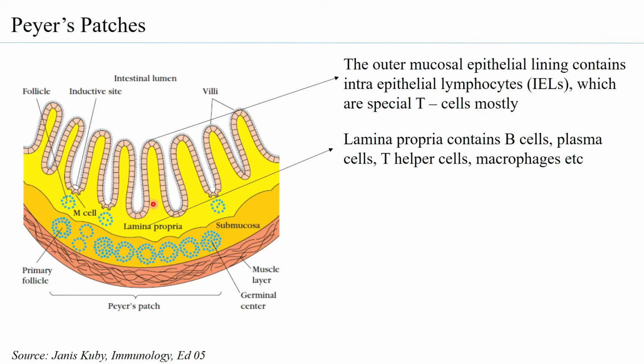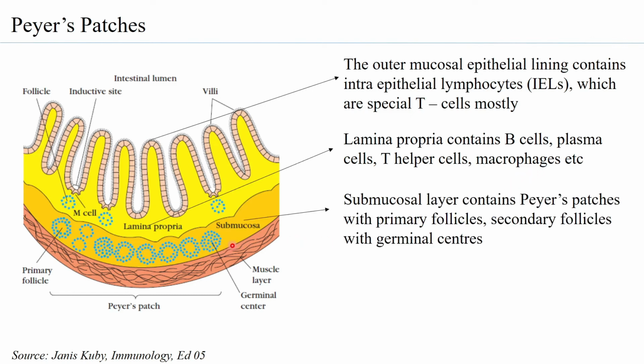Then just below the epithelium, you have what is called the lamina propria. This lamina propria contains B cells, plasma cells, T helper cells, macrophages, etc. So evidently, when the antigen comes in, it would be encountering B cells, plasma cells, T helper cells, etc. The submucosal layer has what is called the Peyer's patch, and this Peyer's patch comprises the primary follicles, the secondary follicles, and the germinal centers. All of these are present here. These, on encountering the antigen, will produce an immune response depending on the way the antigen is being processed.